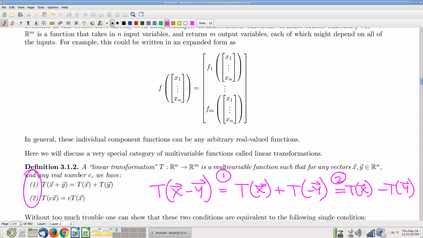So, property 1 gets us to here, property 2 gets us to here, and so the answer to your question is yes, T of a difference is the difference of the T's. Yep. So for it to be a linear transformation, it needs to be of these forms. That's right. For a function to be a linear transformation, it has to satisfy both of these properties, non-negotiable, in all cases. Yep.